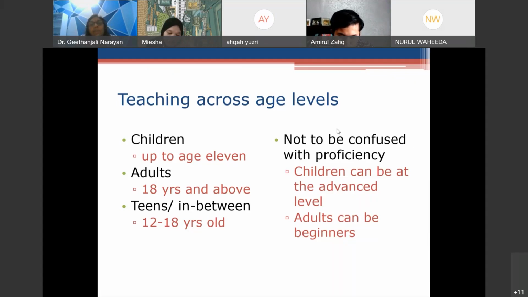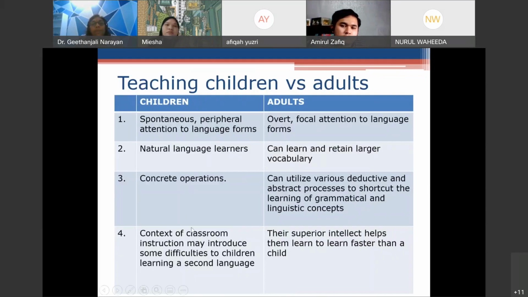Okay, so today, the first part, we're going to look at age levels. All right, so the definition for age: children is up to 11, then teens would be 12 to 18, and 18 and above is considered adult. Okay. All right. So what's the difference between teaching children and adults? Right. First thing is children are spontaneous.